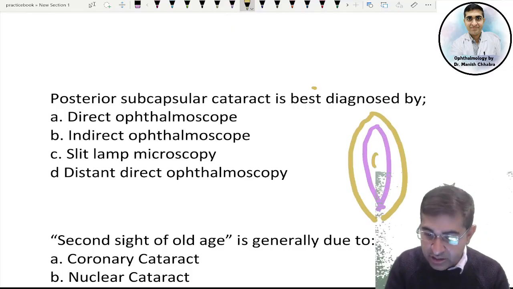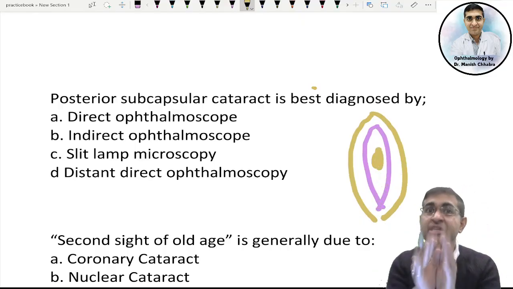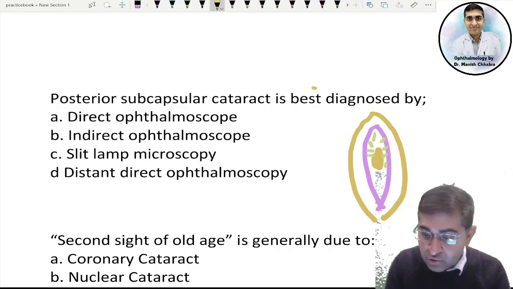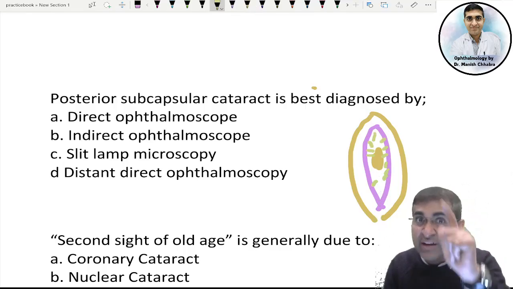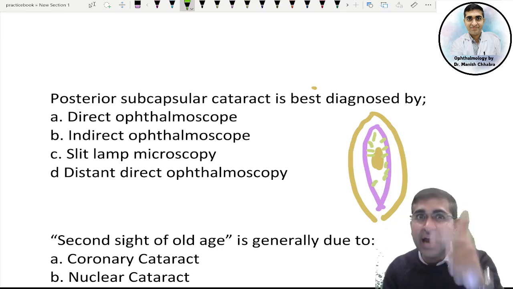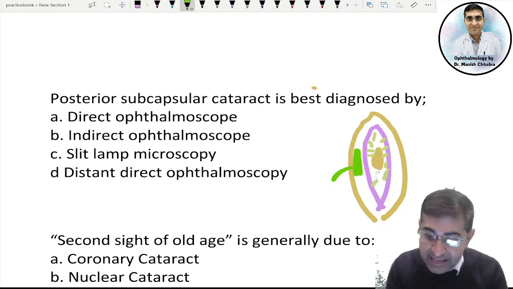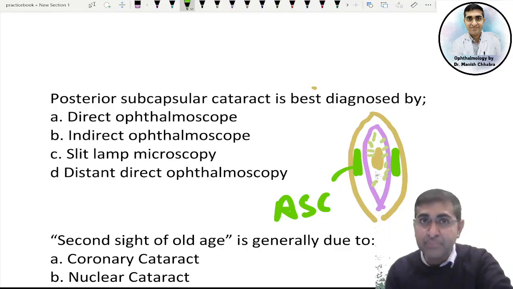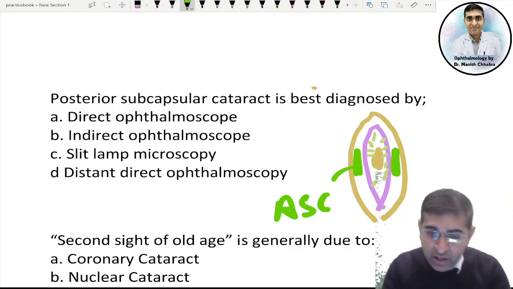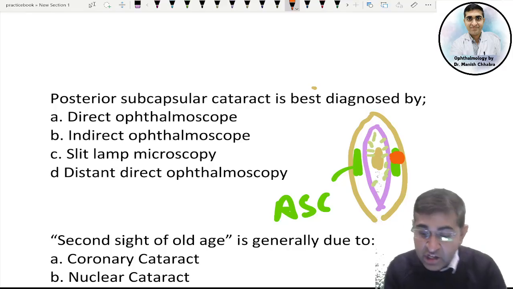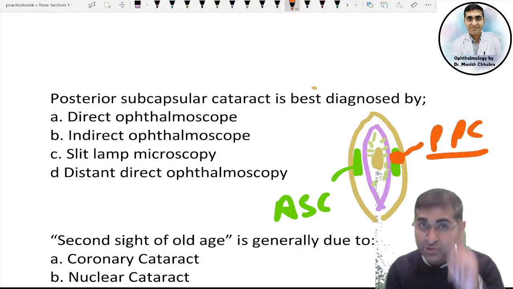Now if there is opacity in the center of the lens, the center part is nucleus, you call it as nuclear cataract. If there is opacity at the periphery of the lens, you call it as cortical cataract, because peripheral is cortex. But if there is opacity between the anterior lens capsule and the anterior surface of lens, you call it as anterior subcapsular. And posterior subcapsular is if there is opacity between the posterior part of the lens and posterior capsule. If there is opacity just at the posterior pole, which includes the capsule as well as the lens, you call it as posterior polar cataract, so that is PPC.